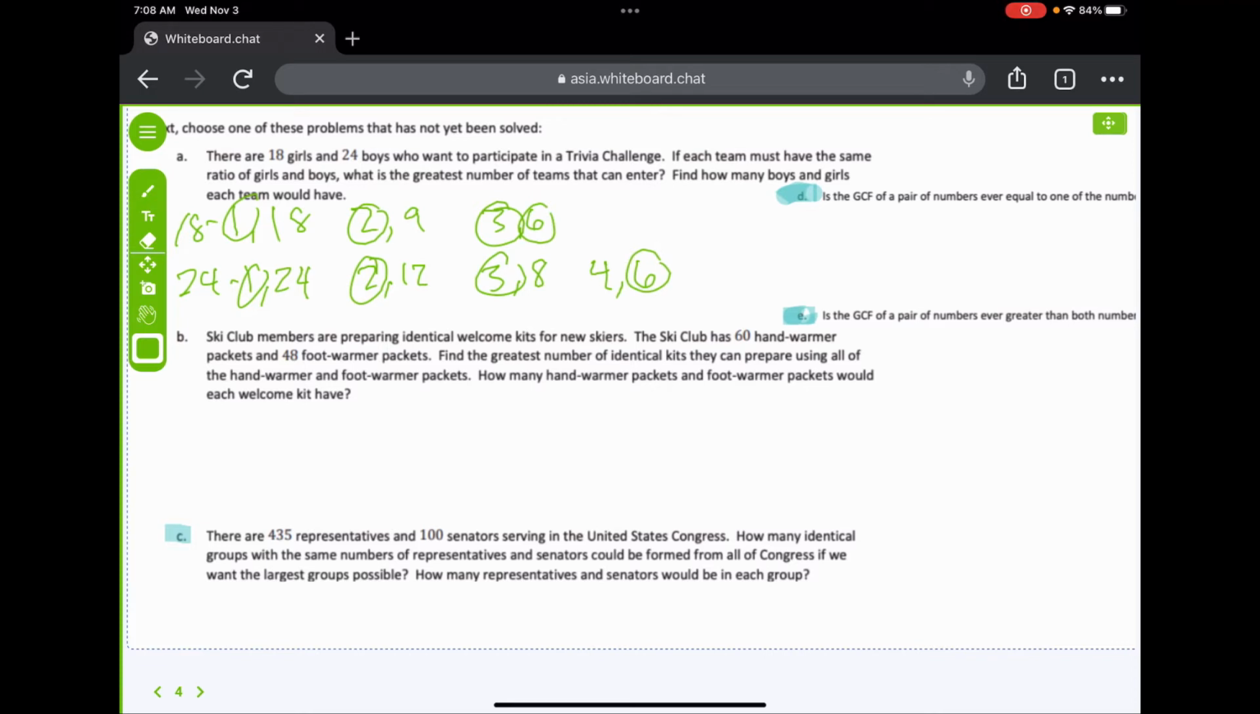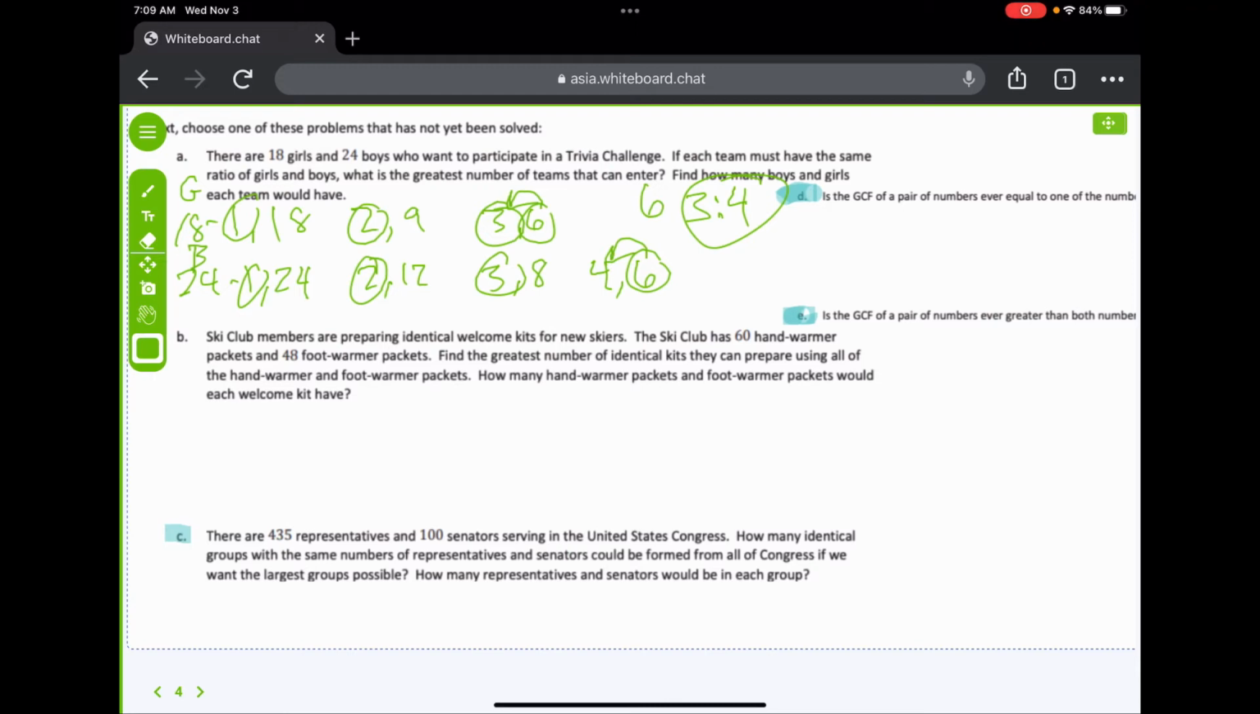And 6 is it. So the greatest common factor would be 6. They can have 6 teams that can enter. Now, what are going to be the ratios that they can have? Well, we look at this, and that gives us our ratio. They would have 3 girls, because the 18 was girls and the 24 was boys. So we're going to have 3 girls to 4 boys. Okay? 6 teams with a ratio of 3 girls to 4 boys.